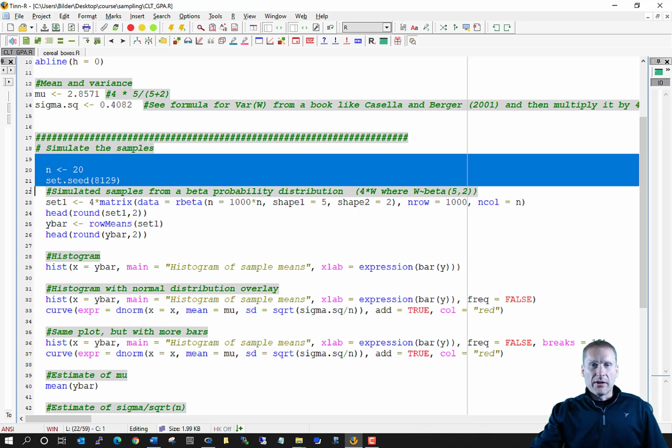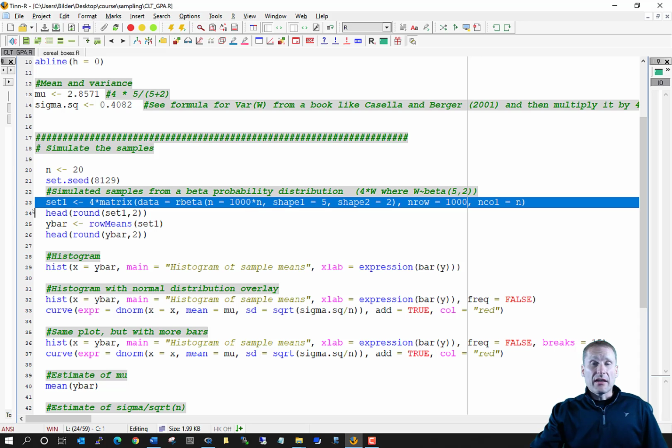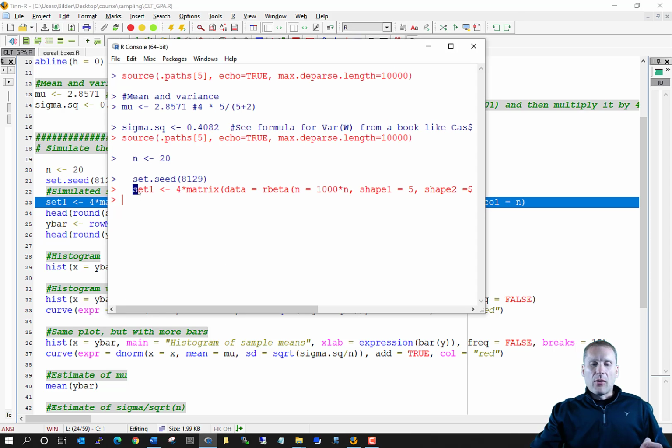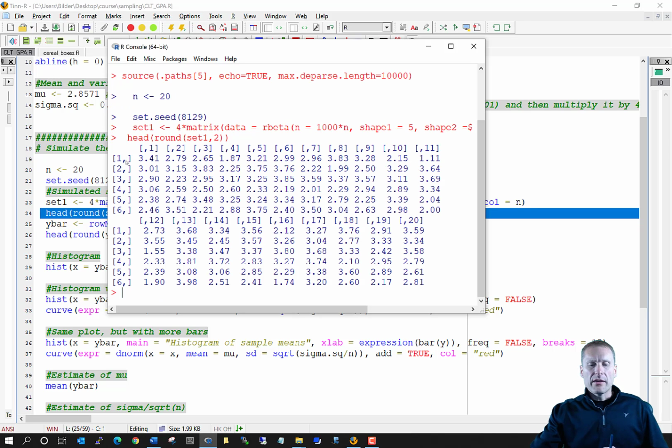I'm going to set a seed because I'm going to actually simulate taking these samples, and I want to be able to reproduce my results. The next set of code is where I actually take the 1,000 samples of size 20. You are not responsible for how this code works. Rather, you are responsible for what the end result is, and that is I get what people would refer to as a matrix that has 1,000 rows of these samples of size 20.